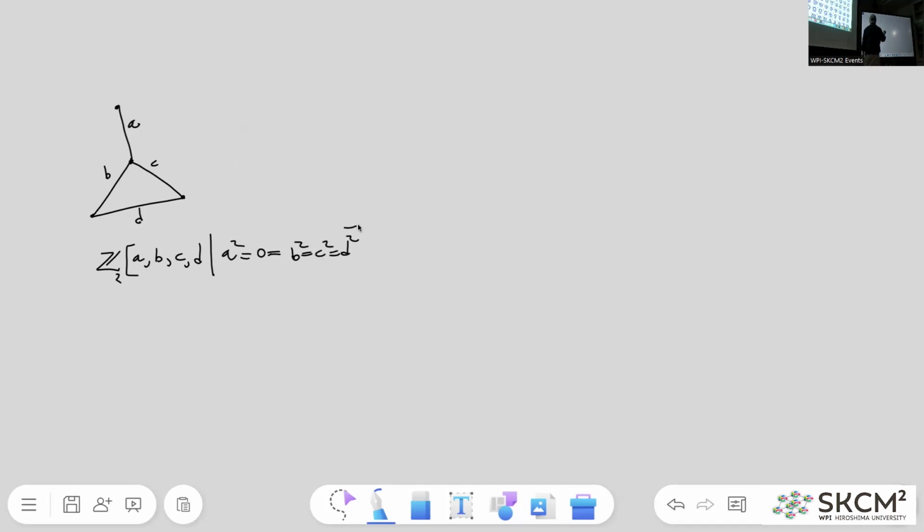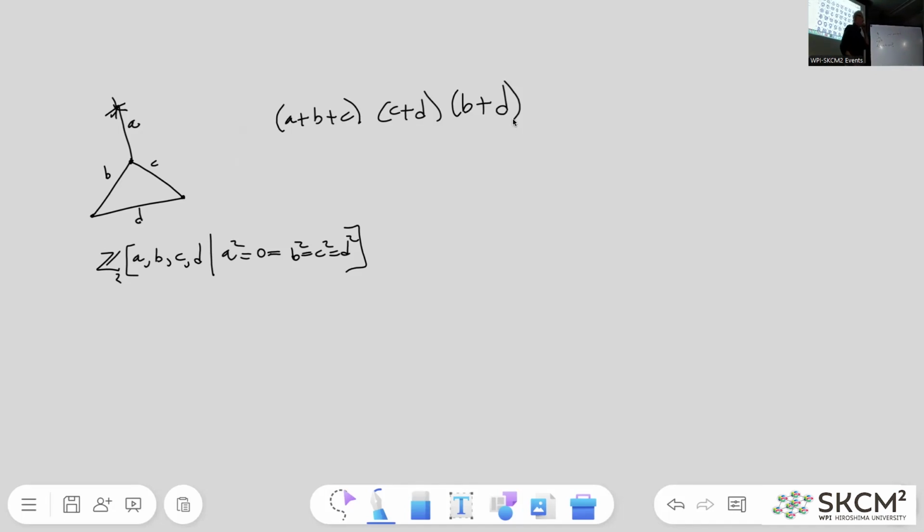They all have square 0. You work in that ring and you do a certain thing. And the thing that I said that you should do is to choose all but one. So this wouldn't be the one I don't choose. And I'm going to take A plus B plus C multiplied by C plus D multiplied by B plus D. And then the claim is that if you multiply all that out and reduce it in this ring, you get a list of the trees.